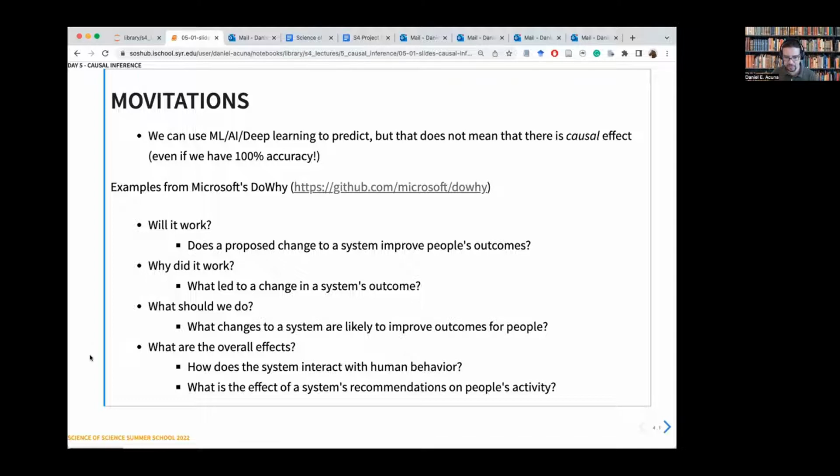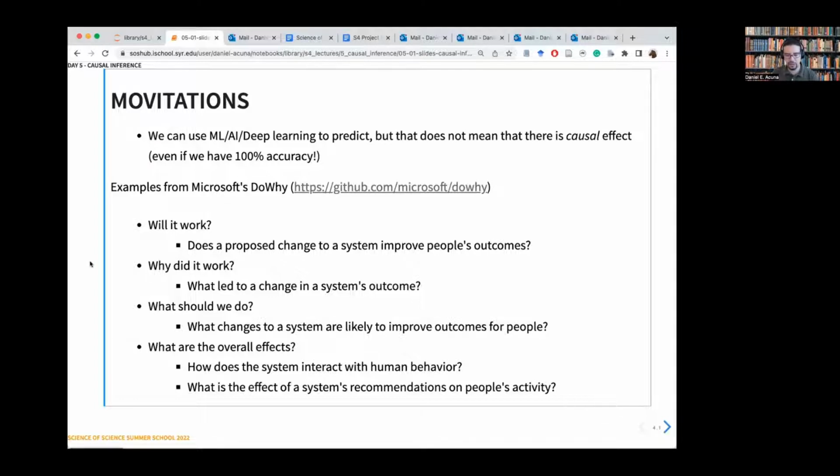What is the effect of systems recommendations on people's activity? These examples come from a software package that Microsoft introduced called DoWhy. It has many techniques for causal inference, and these examples come from systems that Microsoft runs. They are interested in knowing the causal effects, the changes. All the companies, of course, are interested in this.